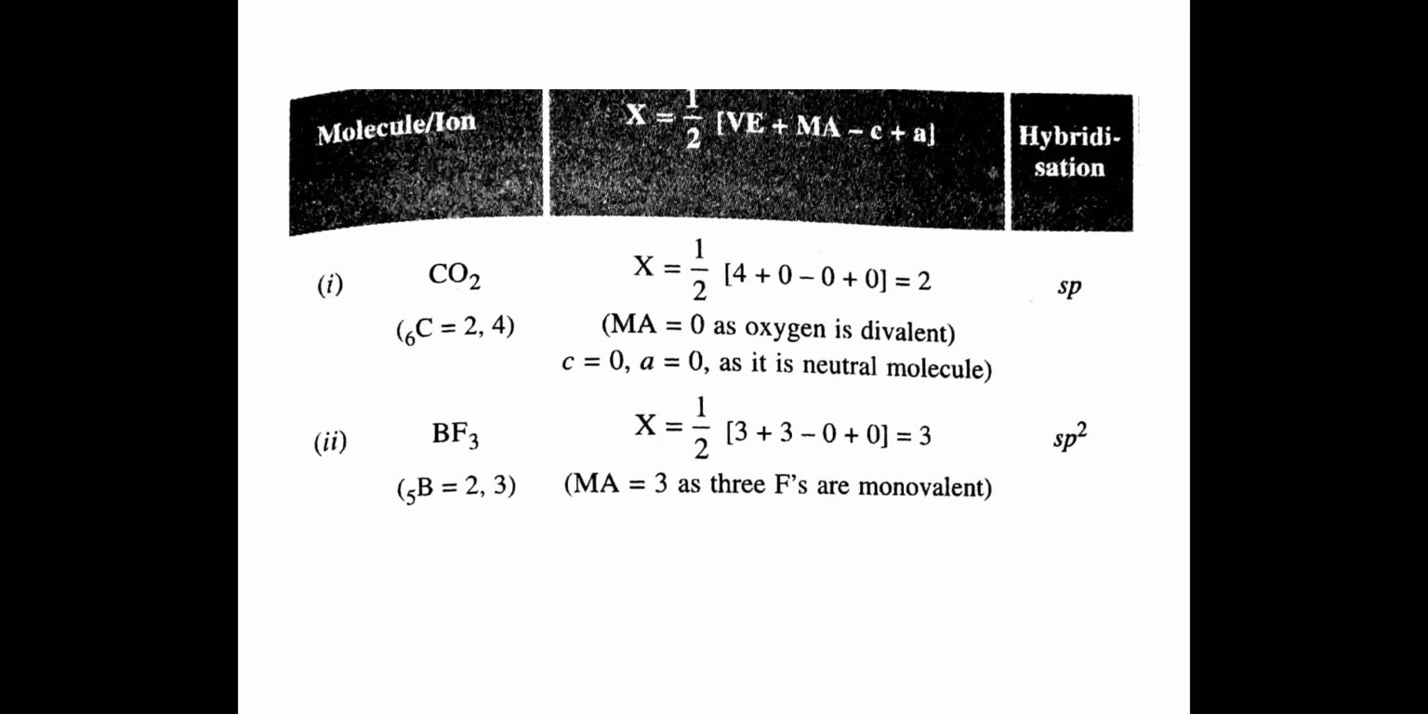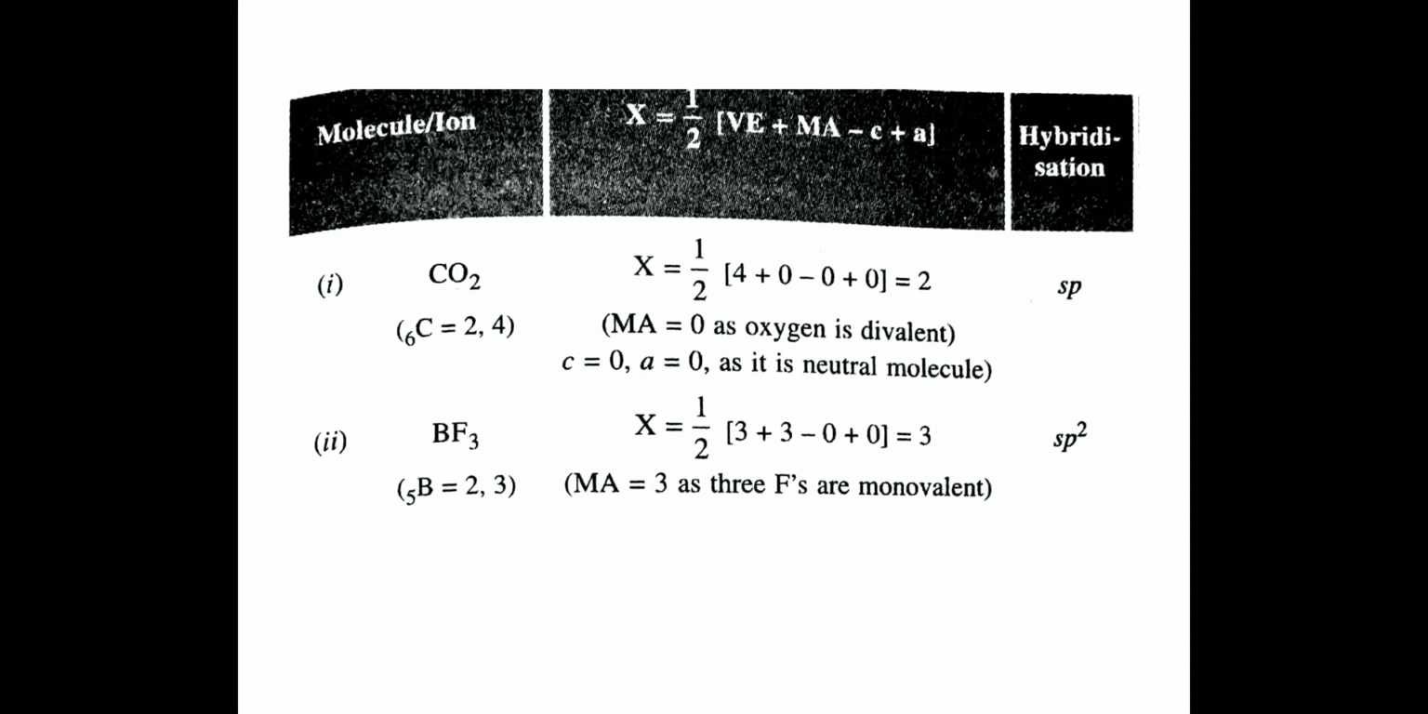Firstly, it is given as carbon dioxide. So if we want to find the hybridization of carbon dioxide, then first we have to calculate the value of X. As we know, X equals half of the valence electrons of the central atom. Here the central atom is carbon. Since carbon has a valency of 4, here we have written half of 4 plus 0. So why are we writing 0? Because there are no monovalent atoms.